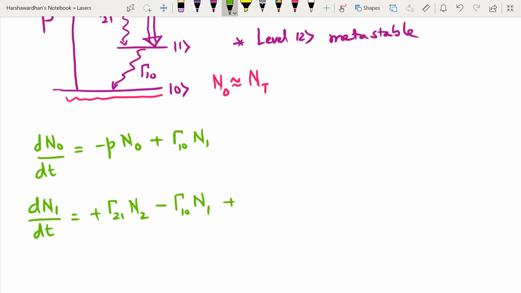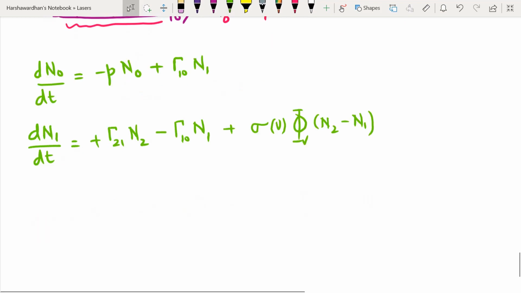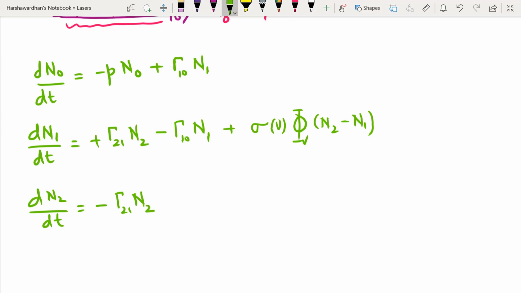there is of course the sigma times phi, which talks about the lasing photon flux times n2 minus n1. Now dn2 over dt, which is the excited state of the lasing transition above, loses through spontaneous emission. Indeed, it gains through the pump, which is just P times N naught.